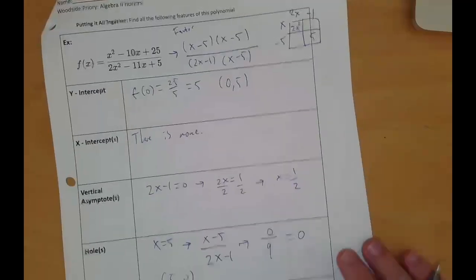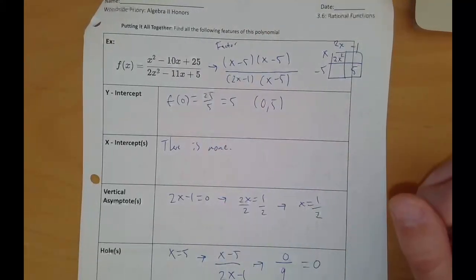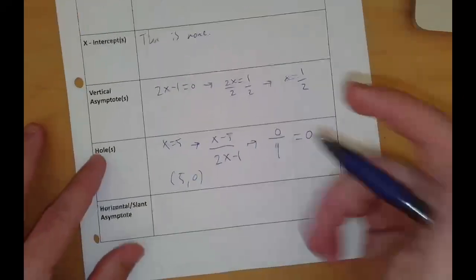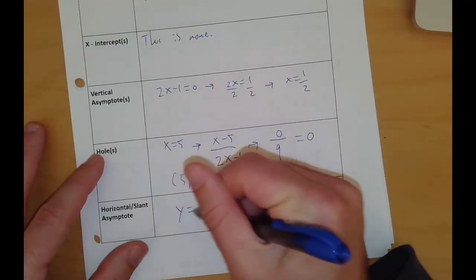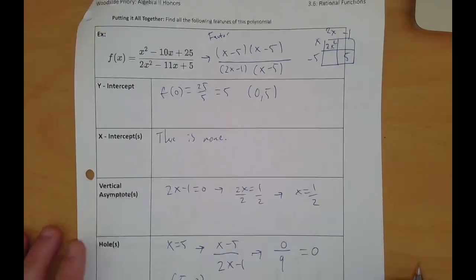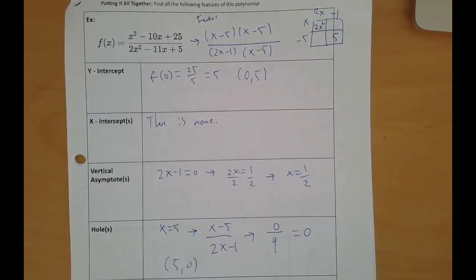Last step is horizontal or slant asymptote. We're going to look at the degree. The degree is the same, so it's dividing the leading coefficients, so it's just y equals 1 over 2. And that's it. Okay, so I hope that all made sense.